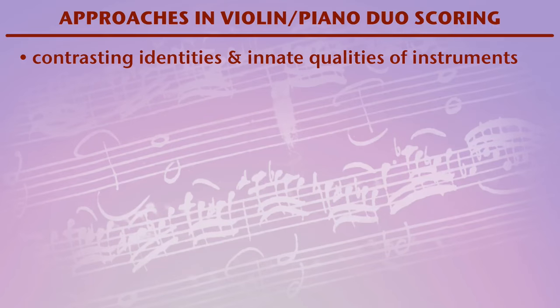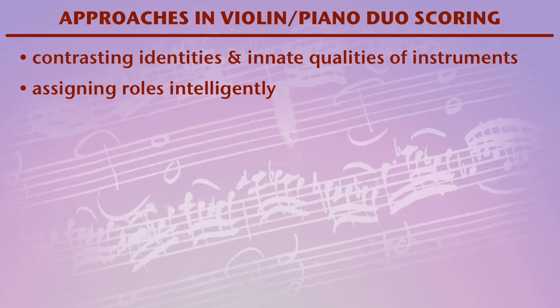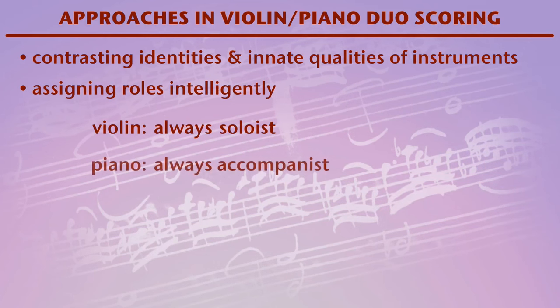That naturally brings us around to the question of roles. One might presume this is obvious. The violinist is the soloist, and the pianist is the accompanist. But that's very simple-minded, and leads in the direction of predictable and uninteresting scoring. As Beethoven proves in the Kreutzer Sonata, it's possible for both instruments to be completely independent or interdependent.